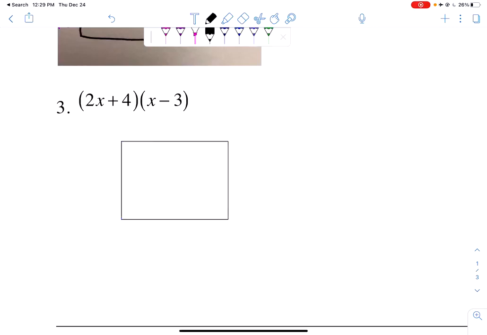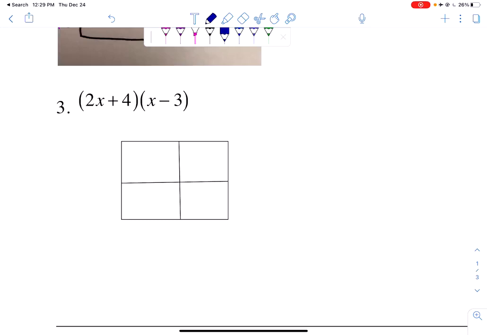Pretty good box, if you ask me. Put in enough room for both of our binomials. And now we're going to execute the box method. I typically put my first binomial on top. It doesn't really matter. If you want, let's change it up. Let's put our first binomial on the left.